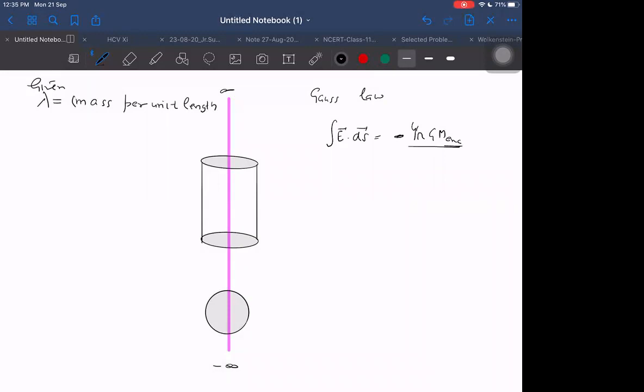Can you tell the mass enclosed in the sphere? Yes. Can you tell the mass enclosed in the cylinder? Yes, that is not difficult. Just you need to give me the length, and you can tell the mass enclosed: lambda into L. Just the volume and the density gives mass. There is no difficulty in the right hand side of the term, but the difficulty is in the left hand side.